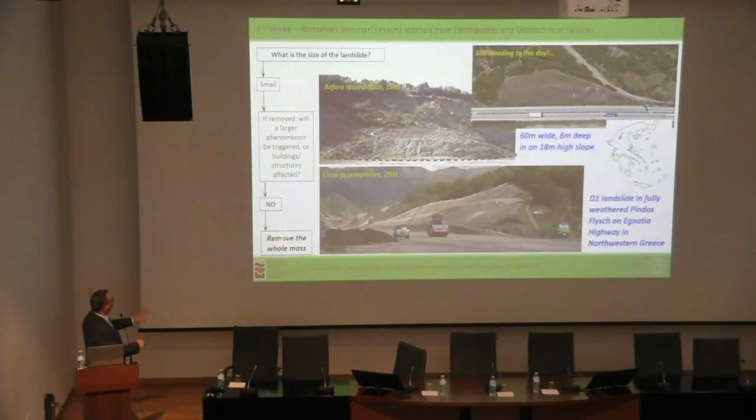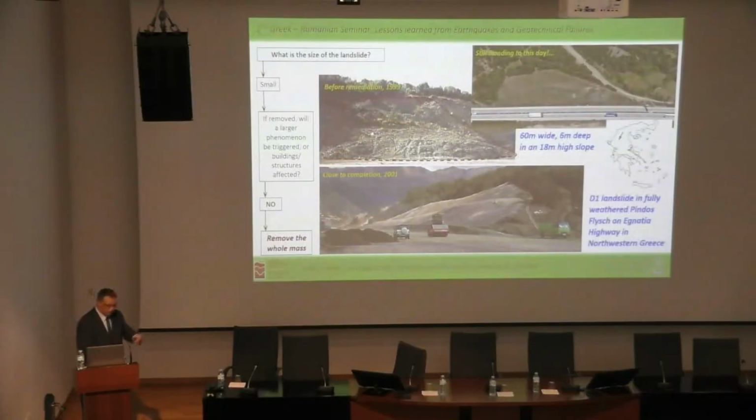Here it is, D1 landslide in Metsovitikos Valley, the one that Loretta loves, 60 meters wide, 6 meters deep, 18 meters high slope. Remove the whole thing. Here it is immediately after the construction, and here it is 25 years later. A design performed by none other than Georgos Belokas, who is standing here before us 25 years ago.